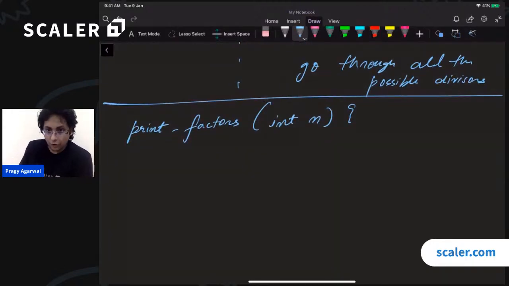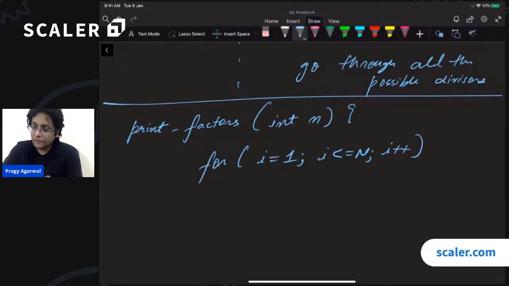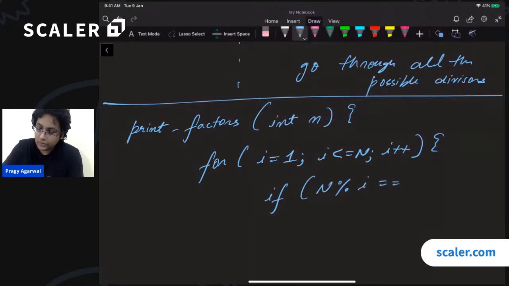This is a very simple for loop. So we will say for I goes from 1, right, all the way till n, and we'll increment I. So we'll go through all the different numbers. What we will do inside this? We will check if n mod I equals 0, right?